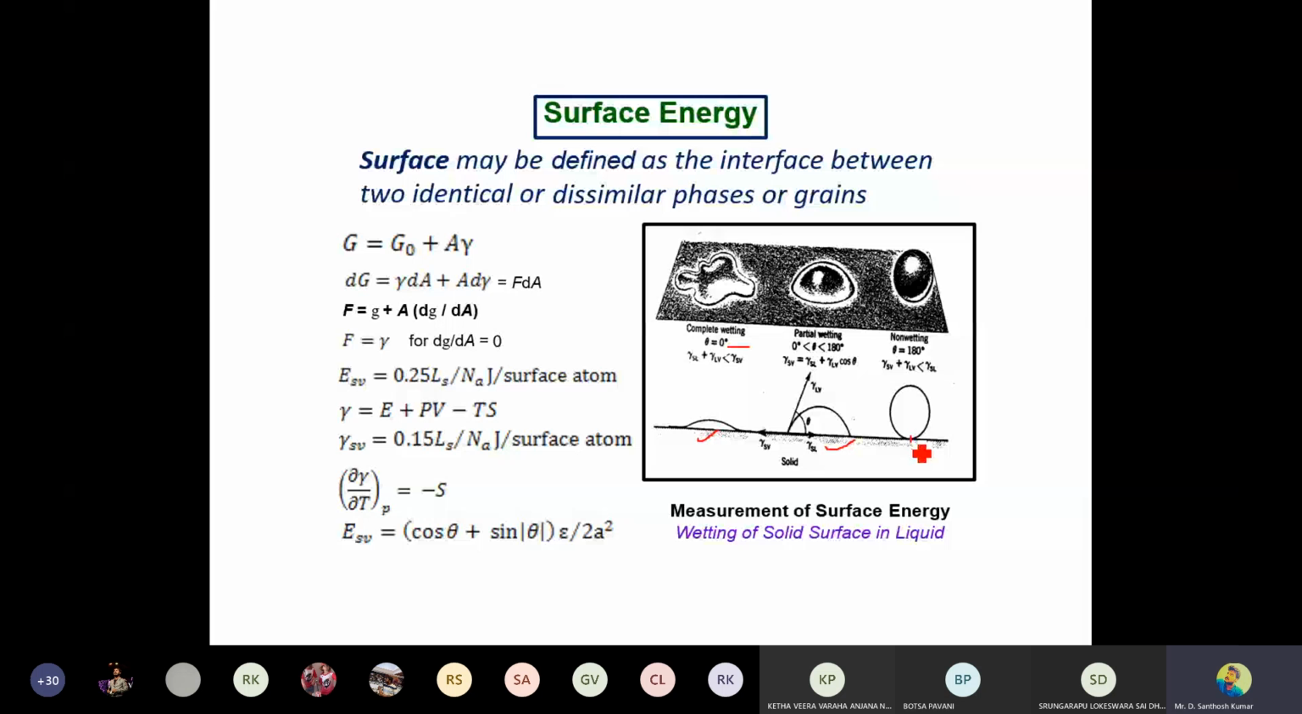But here, they are trying to modify the surface. If you modify the surface, then you can reduce the contact angle, so it means you can increase the theta value. If the theta value is 180 degrees, then there is no good interaction between the droplet and the surfaces. Hope you understand what the surface is and what the surface energies are.